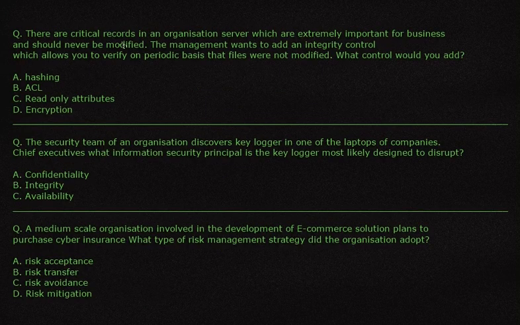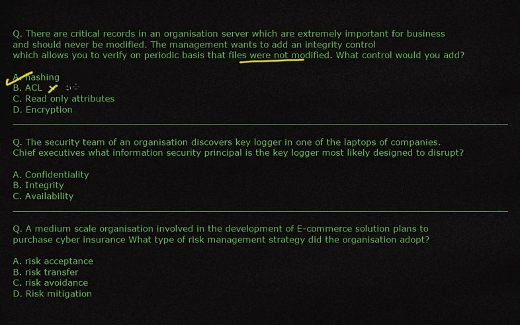There are critical records in an organization server which are extremely important for business and should never be modified. The management has an integrity control which allows you to verify on a periodic basis that files were not modified. What control would you like to add? The answer to this question is hashing. Hashing is a one-way function, it produces the hash value. If the file is modified and you prepare the hash for it again, the hash does not match. So hashing is the correct answer.